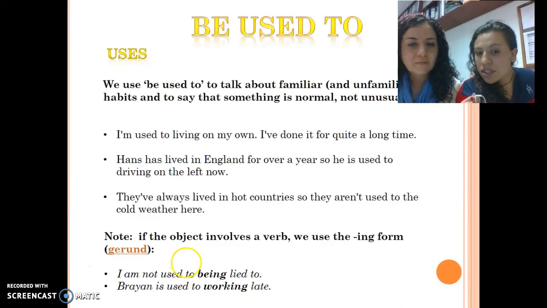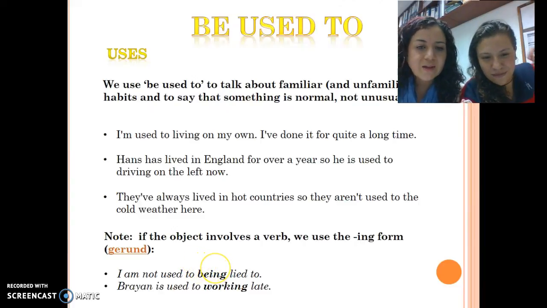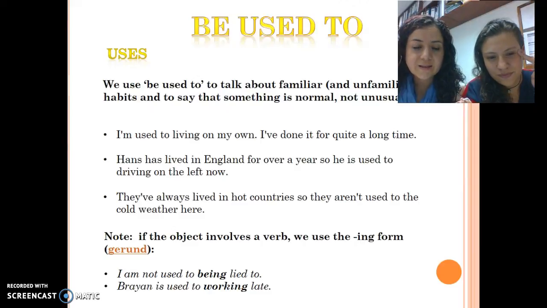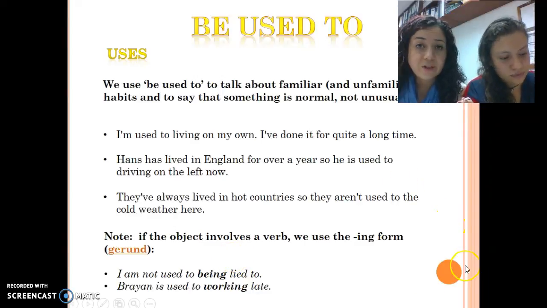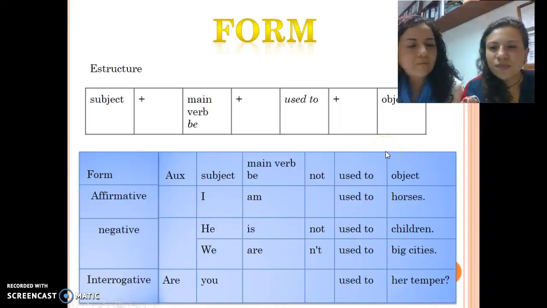Note, if the object involves a verb, we use the ing form, the gerund. So in examples like this, I'm not used to being lied to. Brian is used to working late. So be very careful about this. This is an exception, but it's a very important use of be used to. Okay, so can you tell us about the form? How do we form those sentences?